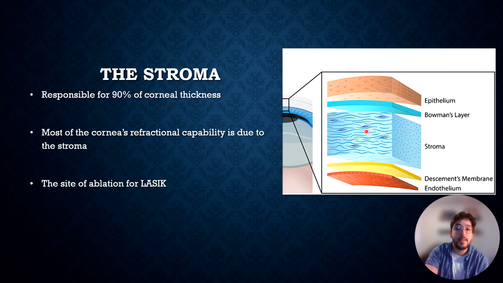And so because of that, in LASIK, we are going to temporarily remove the first 2 layers, the epithelium and Bowman's layer, and we're going to use that laser to take away parts, to carve out and shape a new curvature into the stroma.